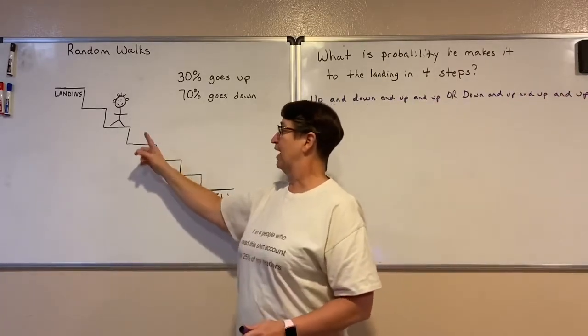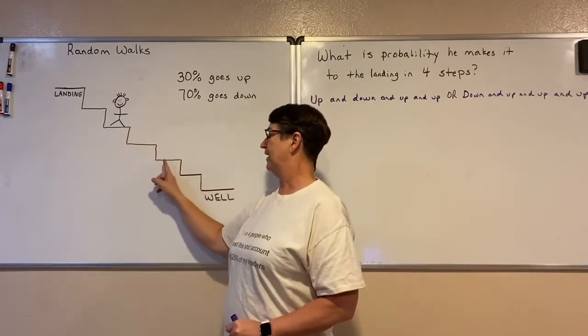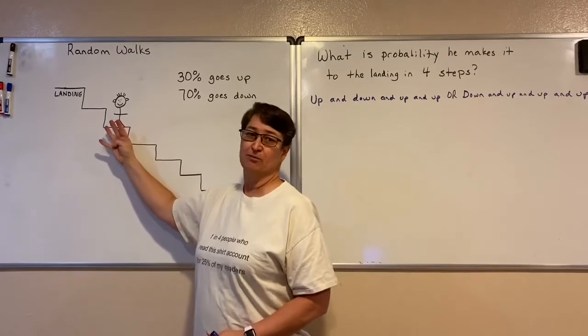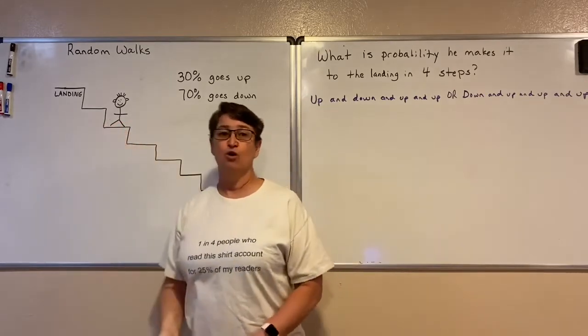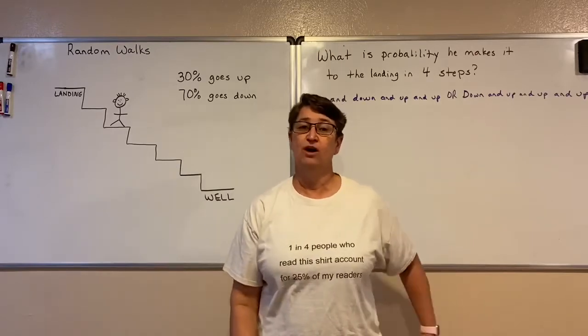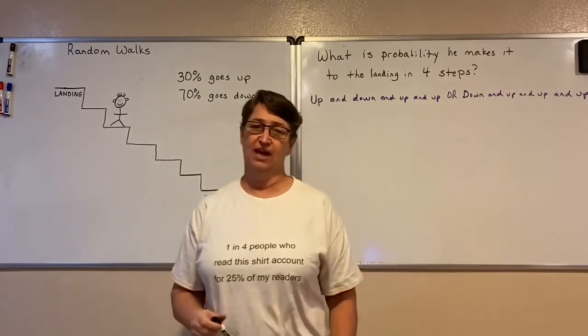If he tried to go down twice, though, down and up, oh, he doesn't make it to the well in time. So there are 2 different possible ways for him to get to the landing in 4 steps.